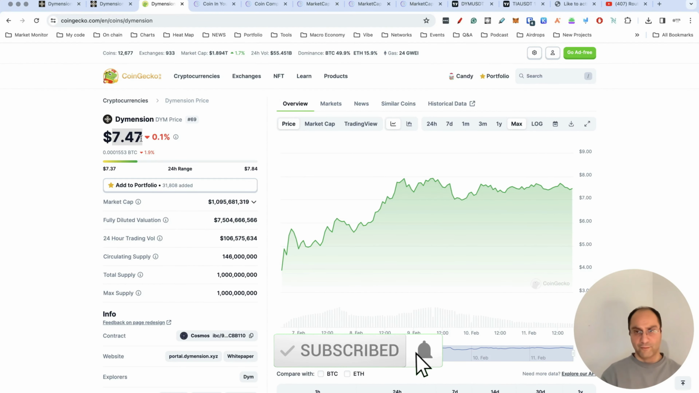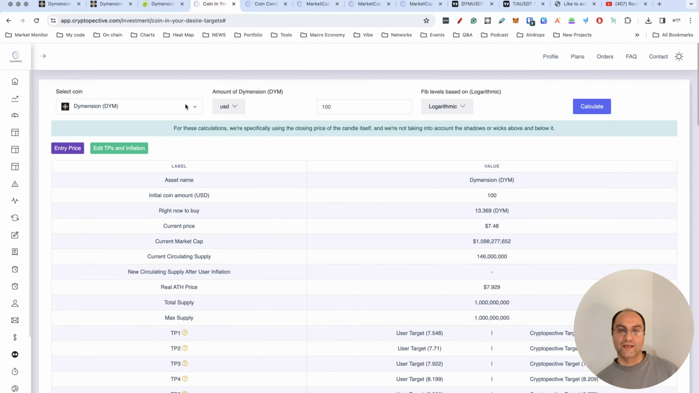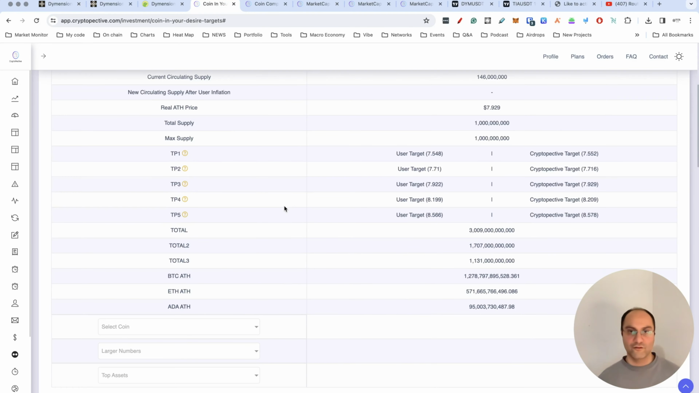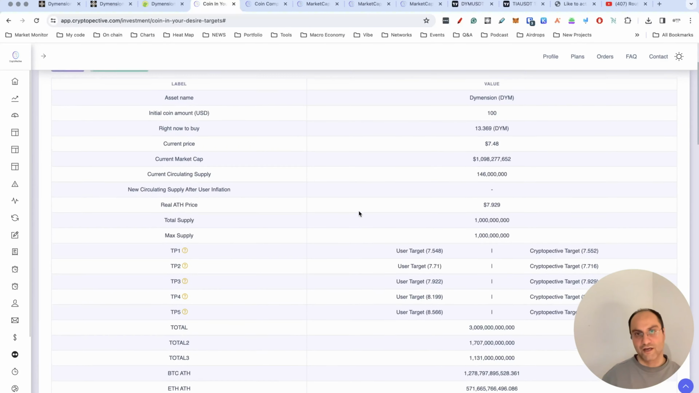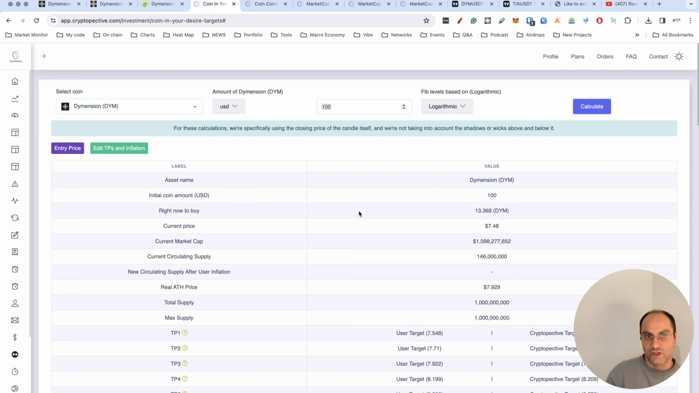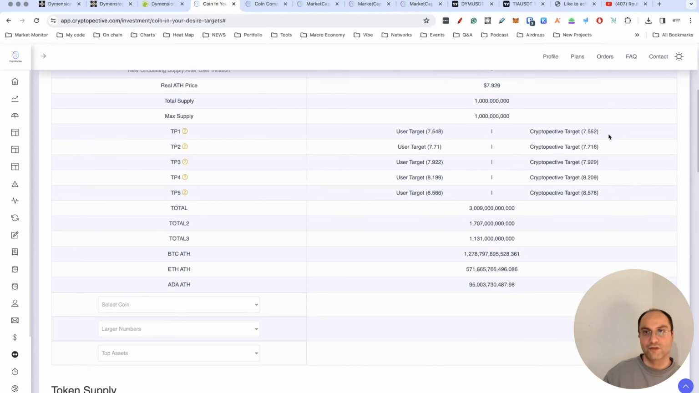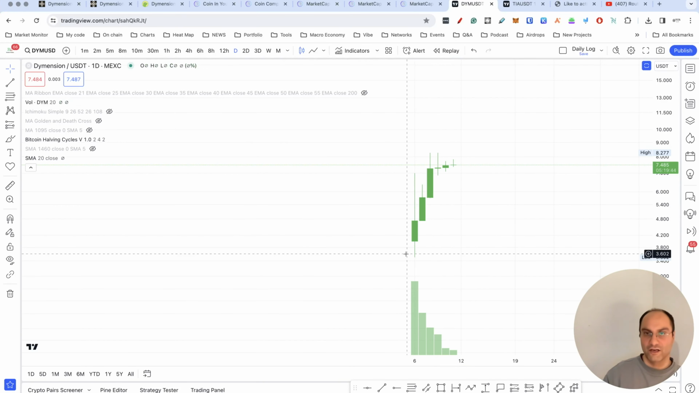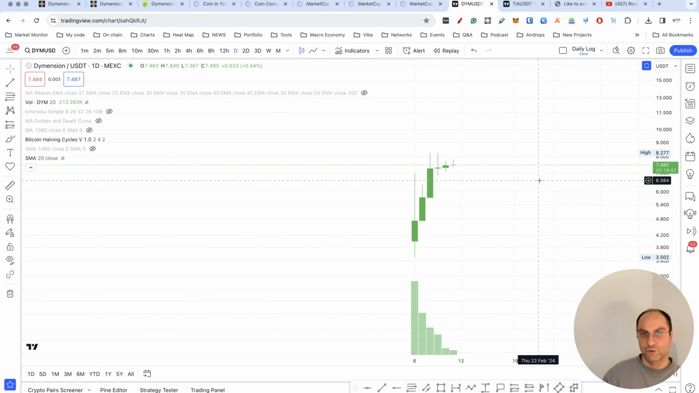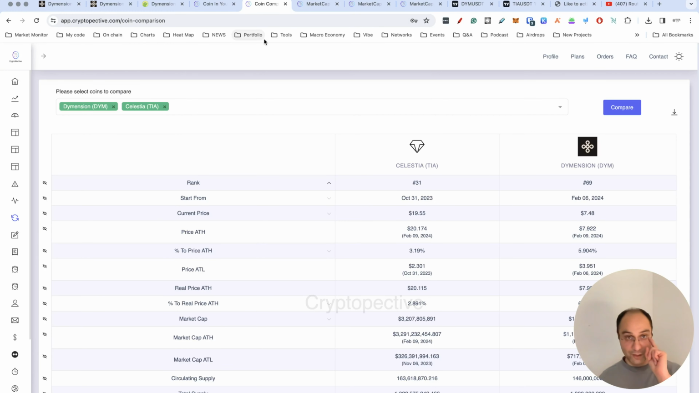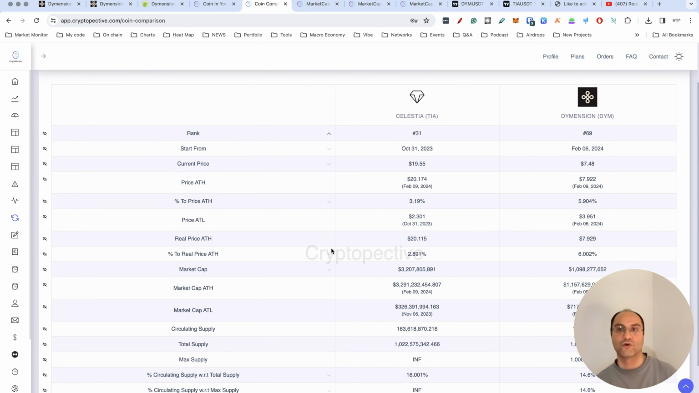But apart from the fundamentals this project has, let's focus on the price prediction. What can we expect if we invest $100? Because this coin is new, if we look at an application like CryptoPredict for the price prediction, it cannot predict anything because we don't have that much data from the past to predict the future. Therefore, we should do something else. We should use other techniques for this price prediction.